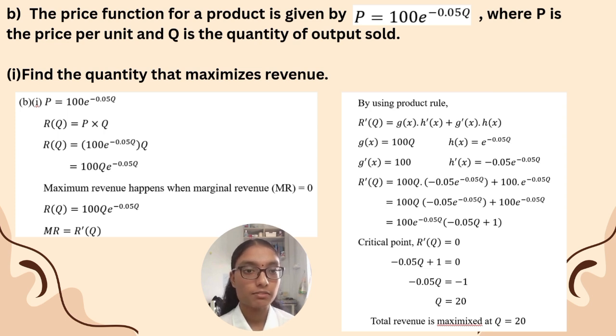After simplifying, we have R prime of Q equal to 100 e power of negative 0.05Q in bracket 1 minus 0.05Q. To find the maximum revenue, we set R prime of Q equal to 0. This gives 1 minus 0.05Q equal to 0, so we get Q equal to 20. Therefore, total revenue is maximized when 20 units are sold.